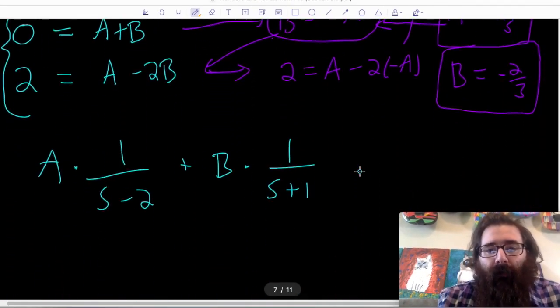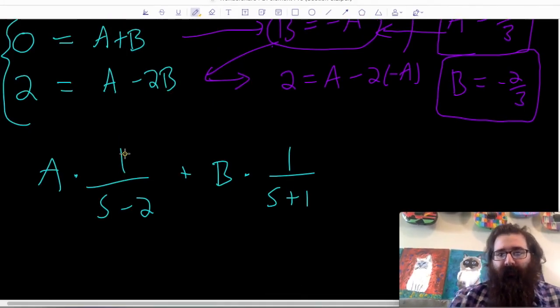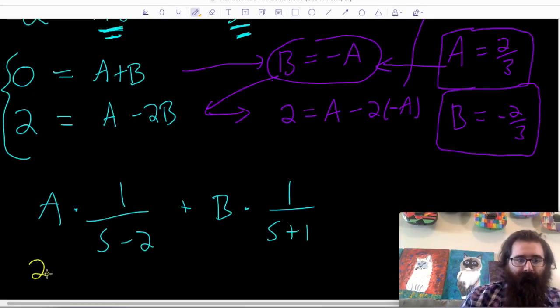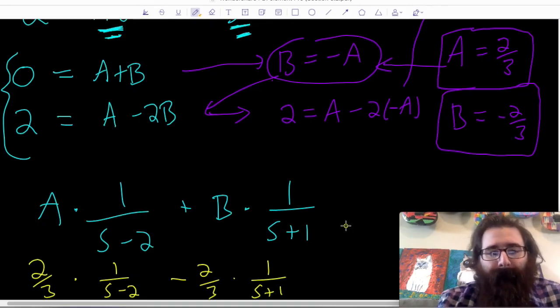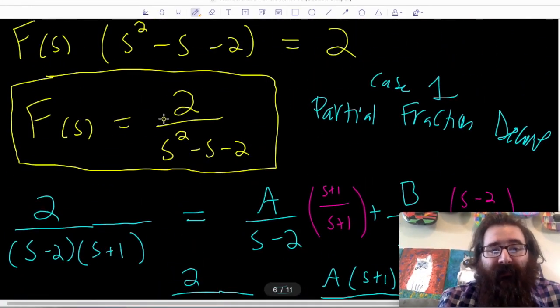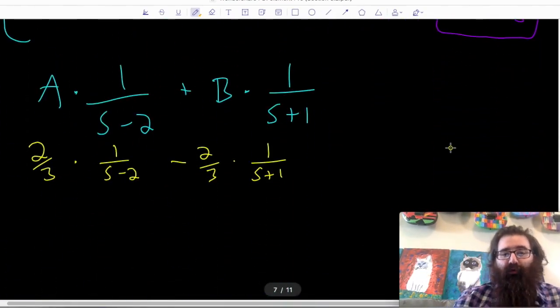And now I know what these are, so I can actually return back to my yellow chalk. We'd say a was 2/3. So this is 2/3 times 1 over s minus 2, and then minus 2/3 times 1 over s plus 1. And this is, just by partial fraction decomposition, the same as what we had for big F of s before. Just now it's written in terms of these two smaller fractions. So this is big F of s.